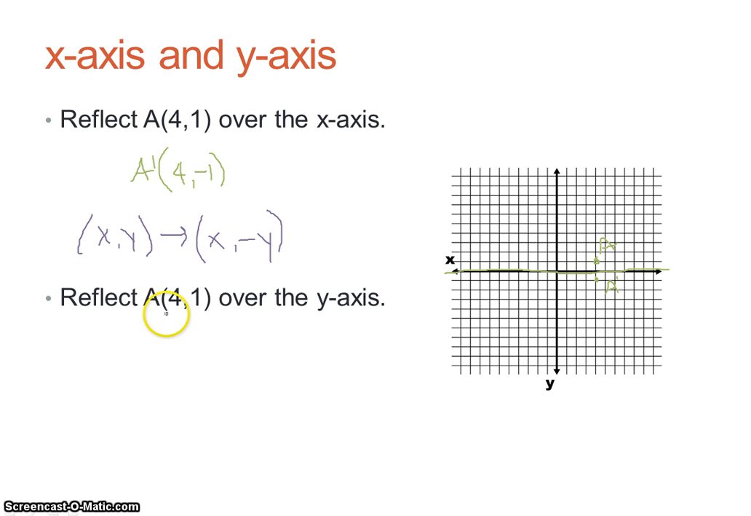Alright, so now let's reflect that same point over the y-axis. So now we're going to be reflecting over our vertical y-axis. Well, we have to keep a similar mindset. We have to keep it on this perpendicular line, so it's got to stay at our y equals 1, and it's got to be the same distance. So our distance from A to the y-axis is 4, so we'll go to our y-axis and go 4 in the opposite direction. So our A prime is now at negative 4, 1.